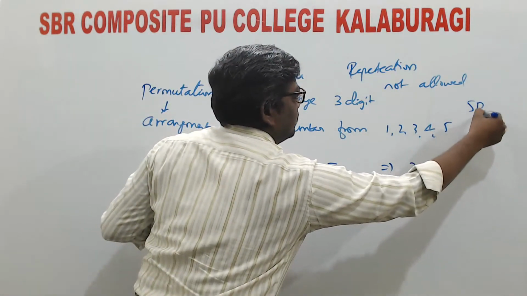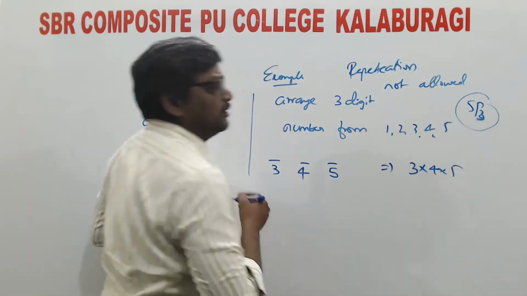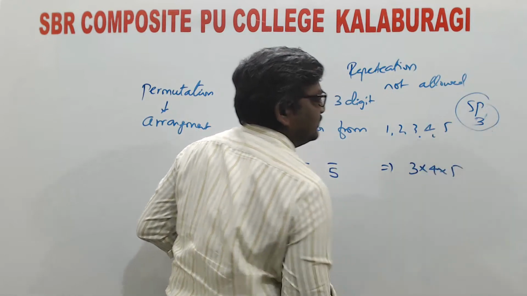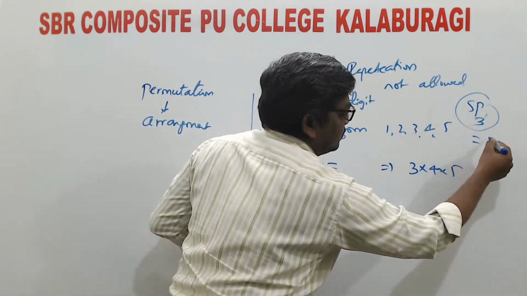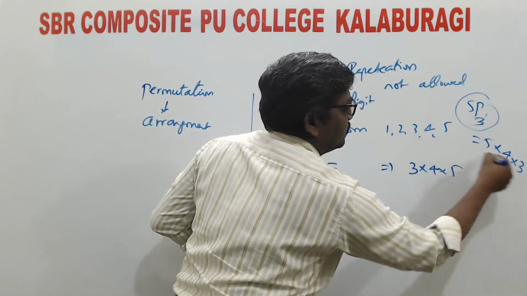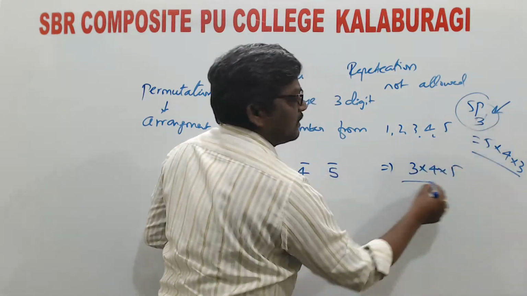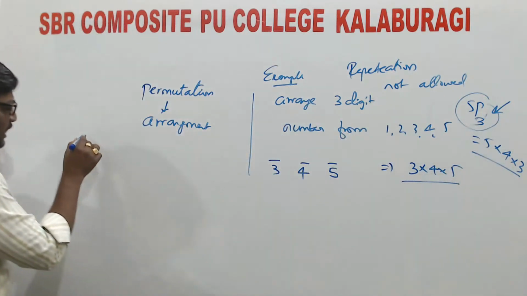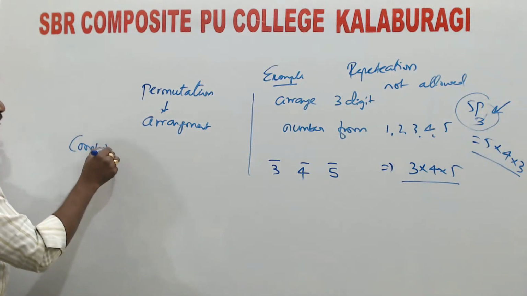It is nothing but 5P3. Both are the same: nPr, in 5 we can select 3. 5P3 is also nothing but 5 into 4 into 3. Either nPr or the multiplication principle, both are the same.